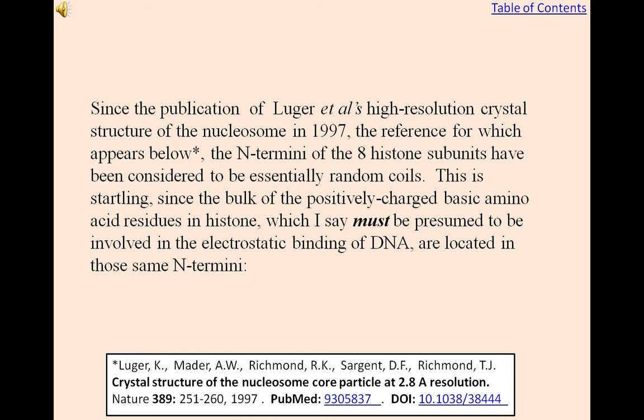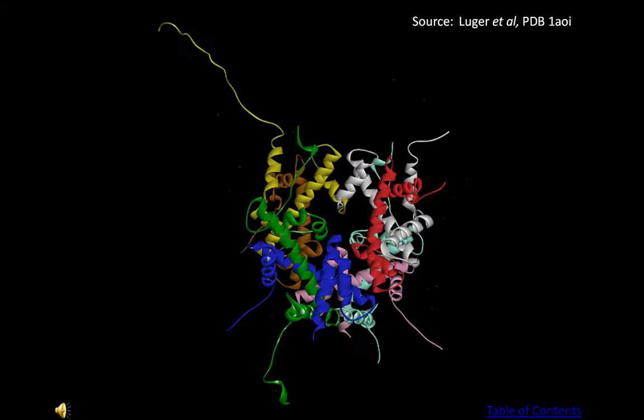This is startling, since the bulk of the positively charged basic amino acid residues in histone, which I say must be presumed to be involved in the electrostatic binding of DNA, are located in those same N-termini. Please take a look again at those unstructured N-terminal arms. In the published histone structure, those arms are portrayed as meandering aimlessly in the perinucleosomal space.